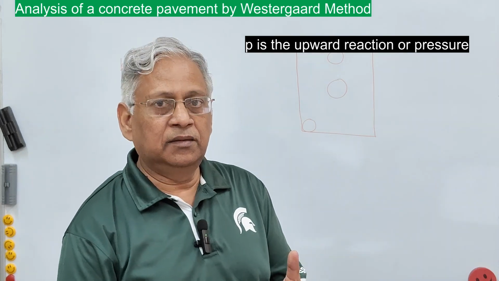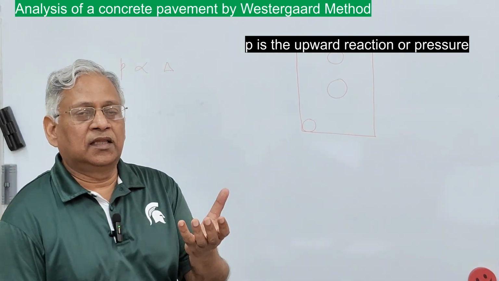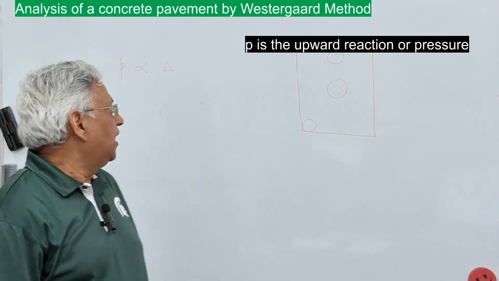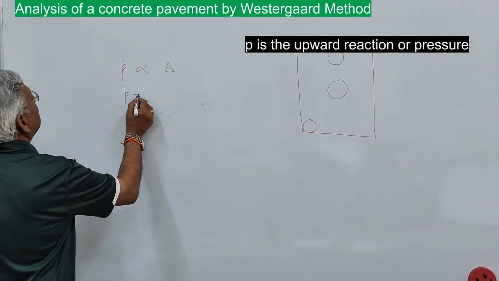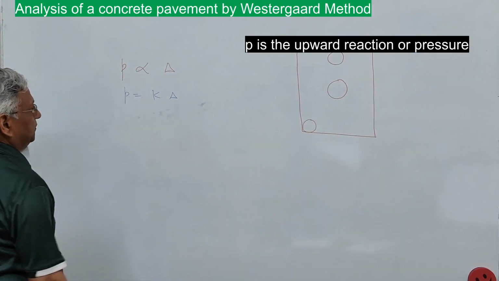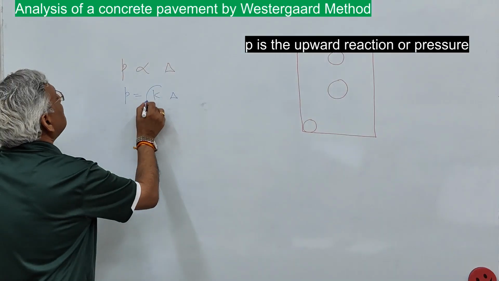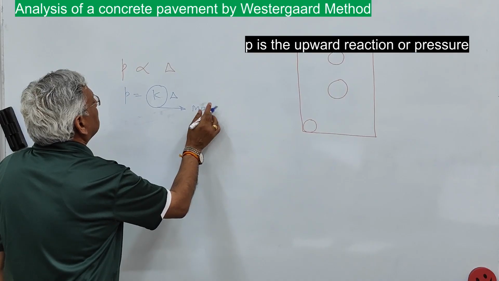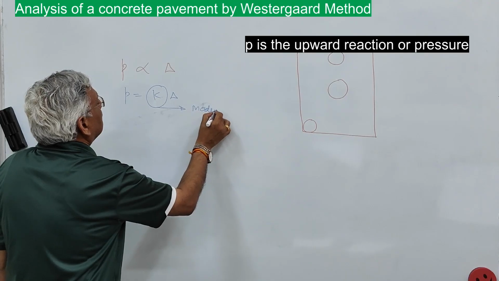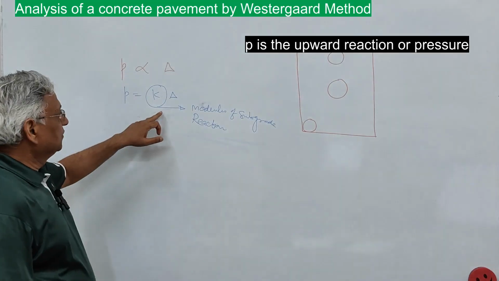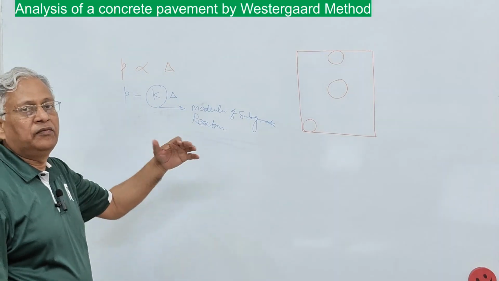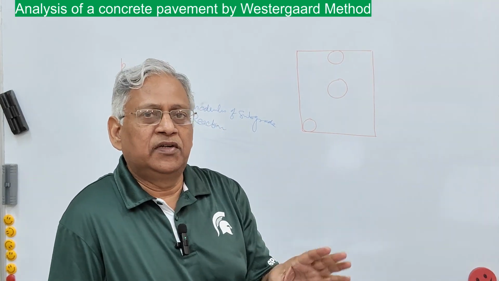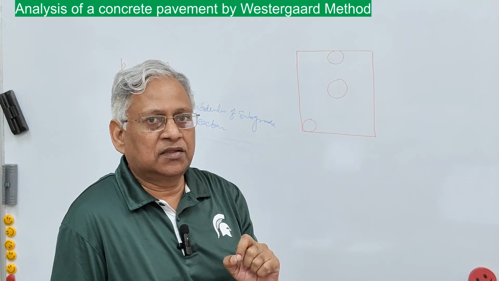This upward reaction provided by the subgrade is proportional to the deflection in the concrete slab, and therefore P is K into delta, where K is the constant of proportionality, called the modulus of subgrade reaction. K here is the modulus of subgrade reaction, and it can be found using the plate load test. I have a separate video on determination of modulus of subgrade reaction.